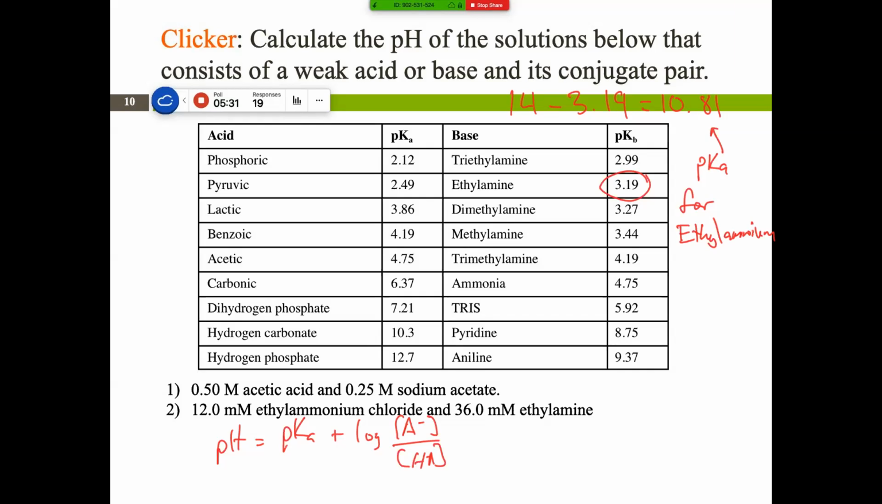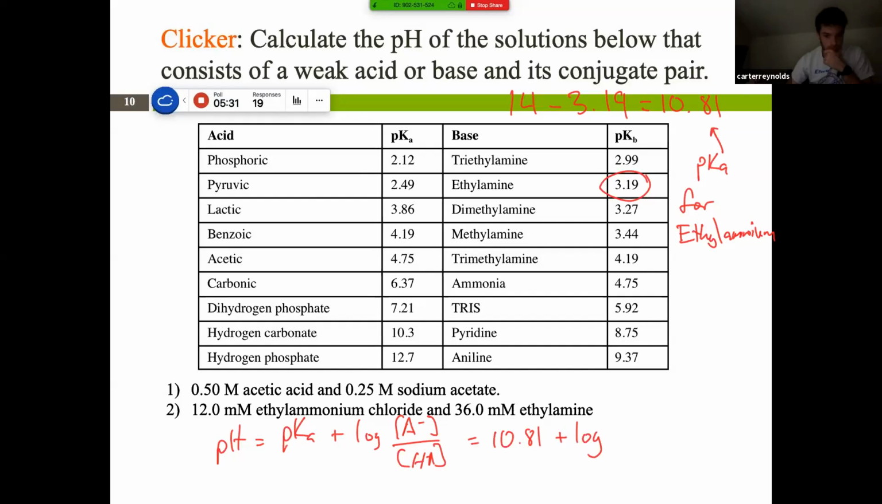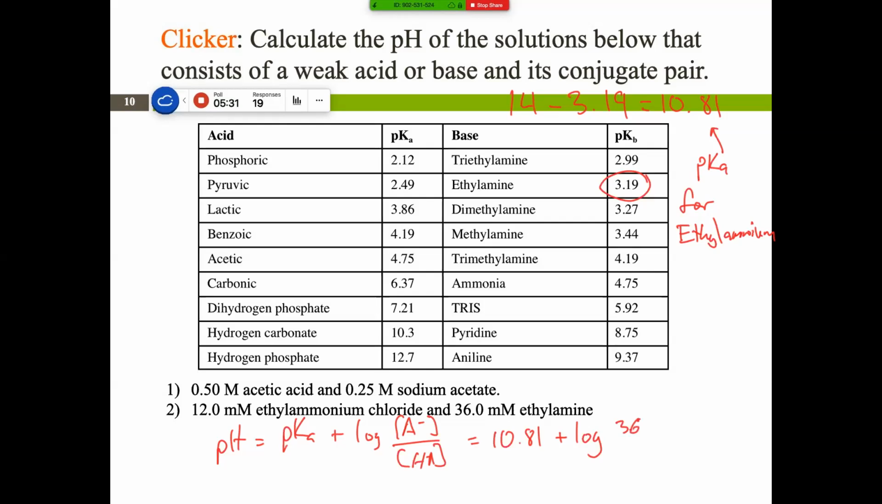I just added it to the log of 0.25 divided by 0.30. Or, sorry, which one goes on top? Sorry, I wasn't. 36.0 divided by 12.0. I was looking at the number on my paper, it was the wrong number.